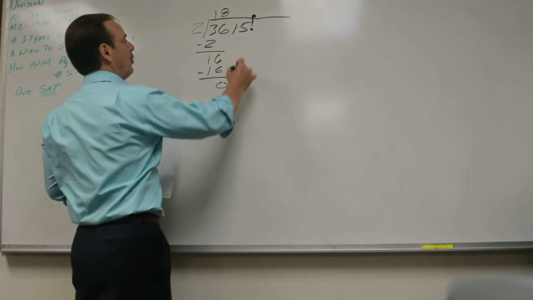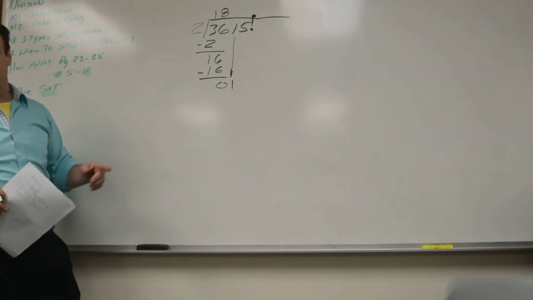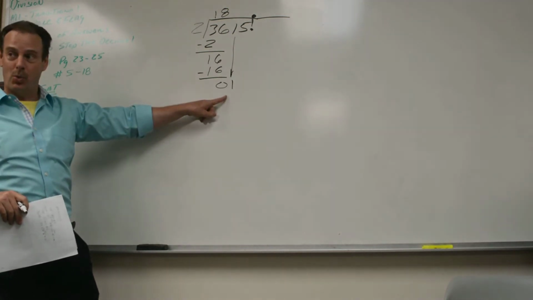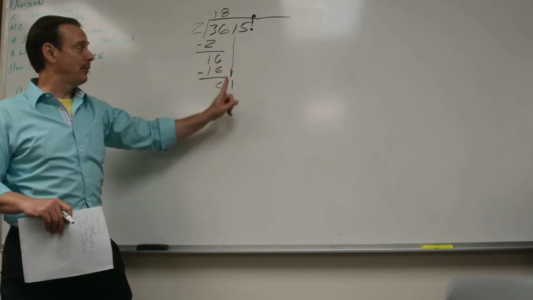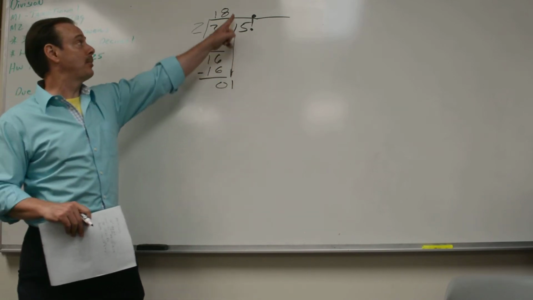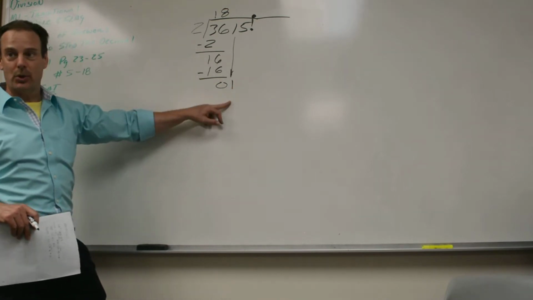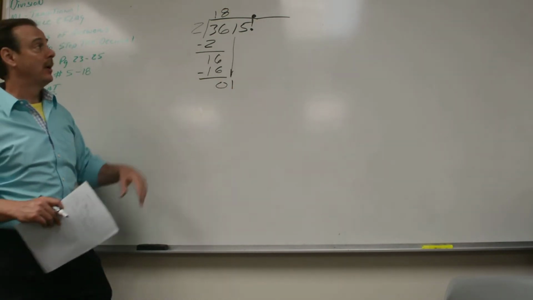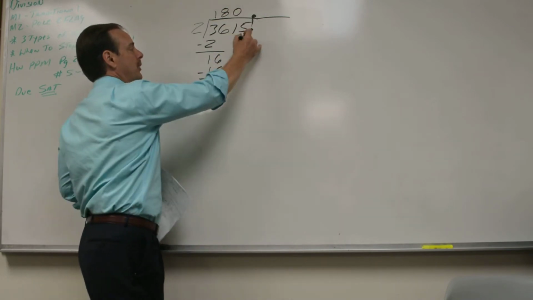So now we bring down the 1. Here's where a lot of people get confused. 2 does not go into 1. Anytime you bring down a number, you have to put a value in your quotient. So even though we brought down this 1 and 2 doesn't go into 1 because 1 is less than 2, we have to put a 0 here as a placeholder. Then we bring down the 5.